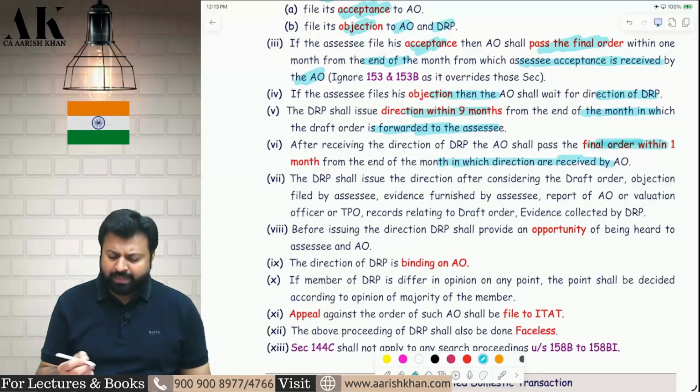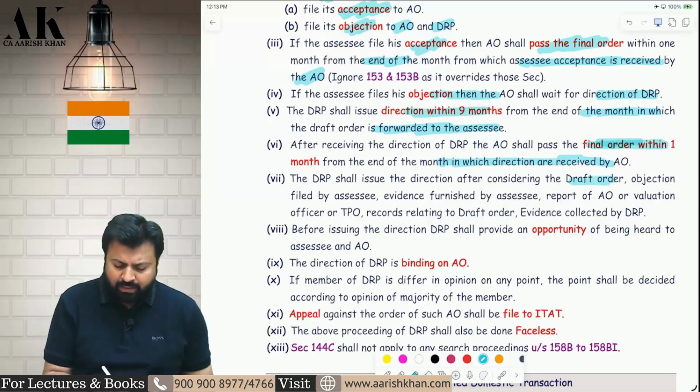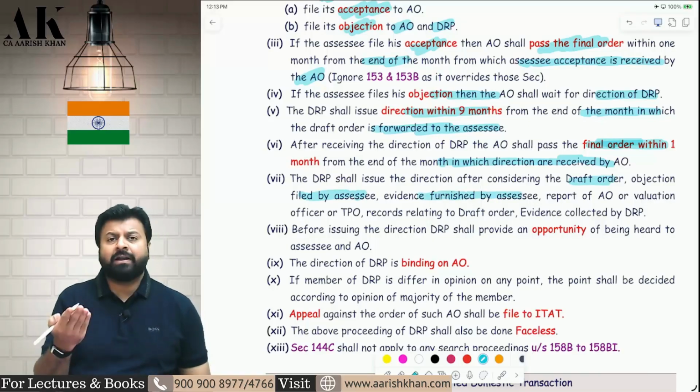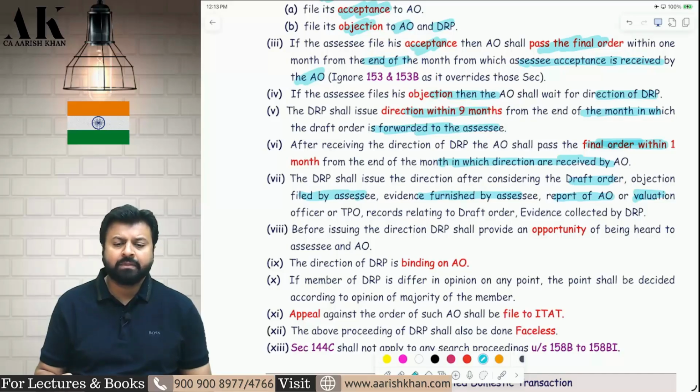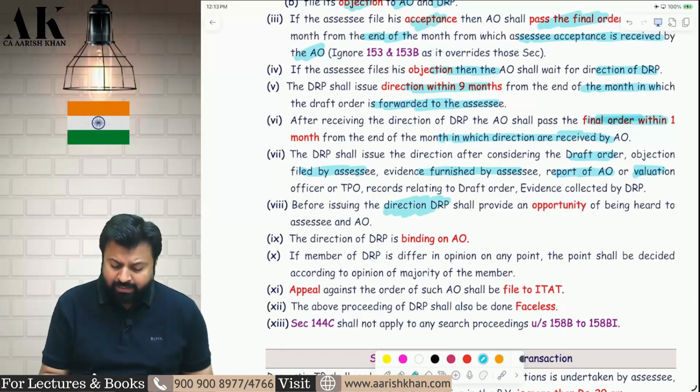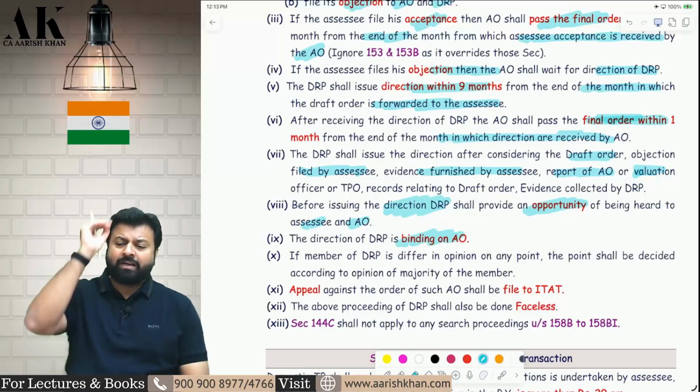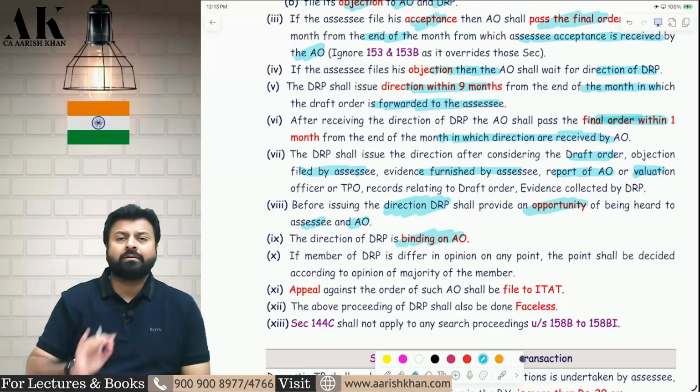How will the DRP issue direction? DRP will consider the draft order, the objection filed by the assessee, the evidences filed by the assessee, the report of the AO, the valuation officer report, and many other evidences collected by DRP. Before passing the order, the DRP will give an opportunity of being heard to the assessee as well as the AO. Now the direction of the DRP is binding on the assessing officer. Whatever the DRP says, the AO has to do that.